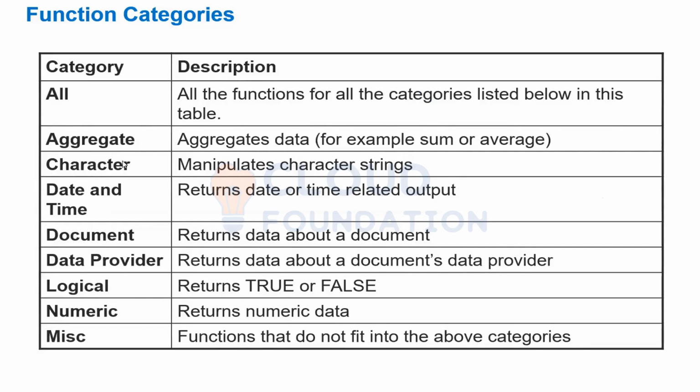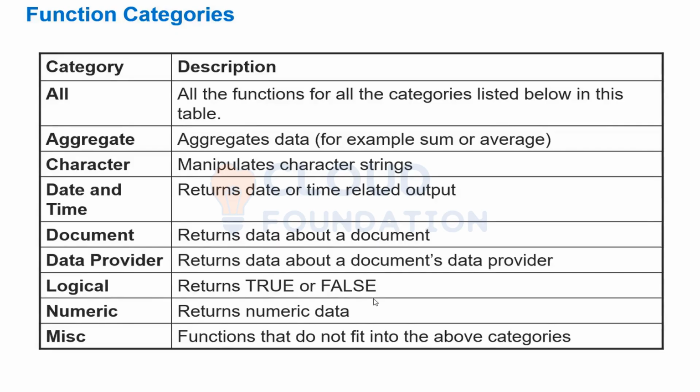All means it will come under all. Aggregate means sum or average. Character functions manipulate character strings. Date and time returns date or time related output. Document returns data about a document, like who has refreshed it, when it was last refreshed, and what the document name is. Those kinds of things can be achieved using document functions. Data provider returns data about a document's data provider, like the universe name we are using. Those kinds of details.